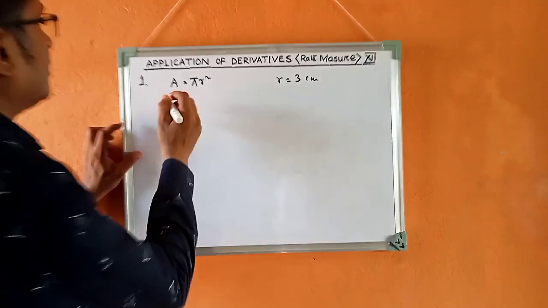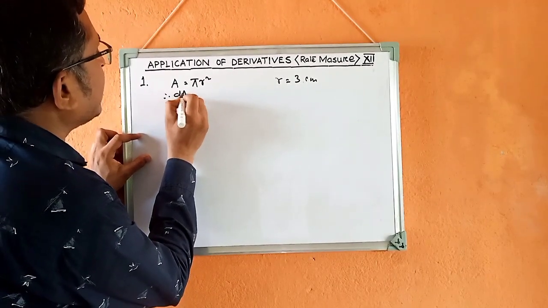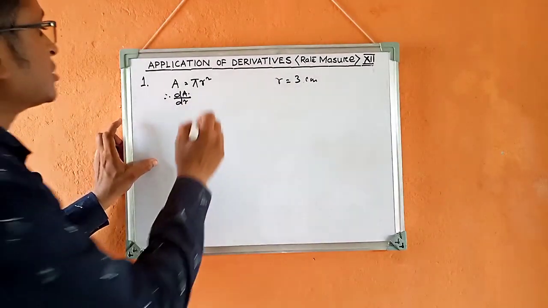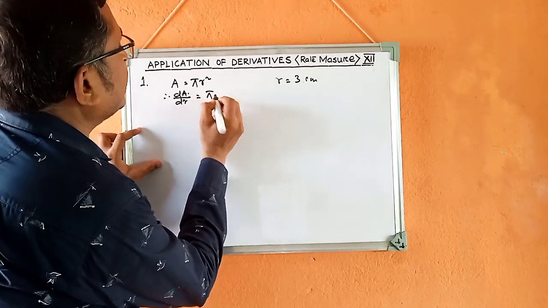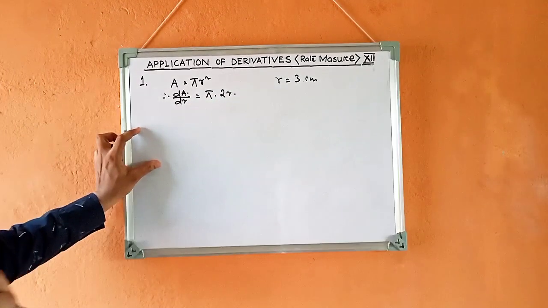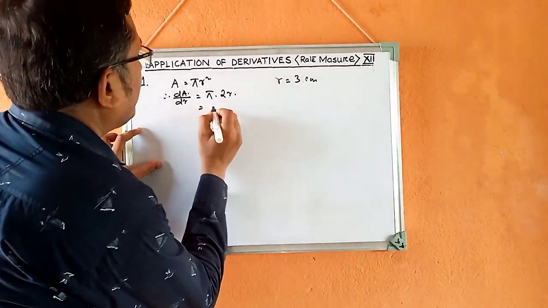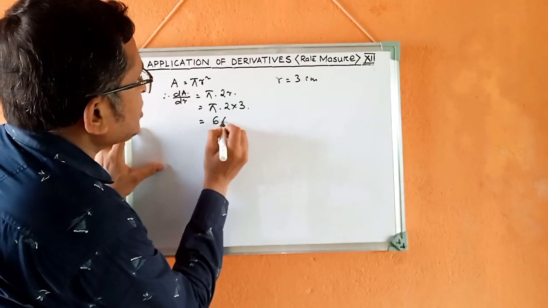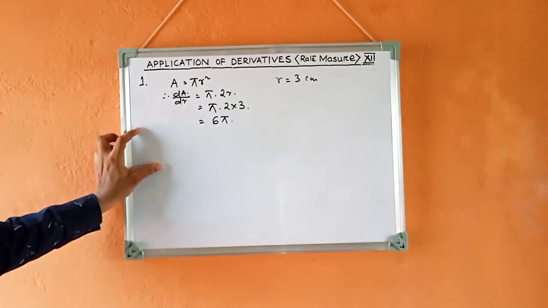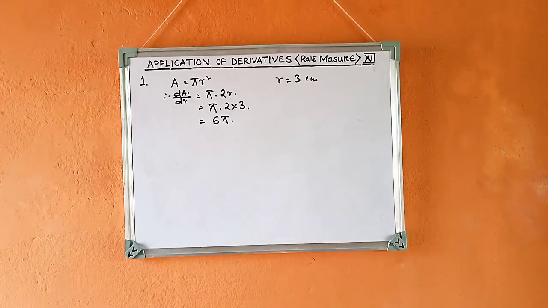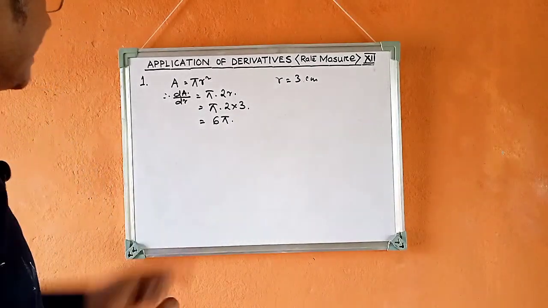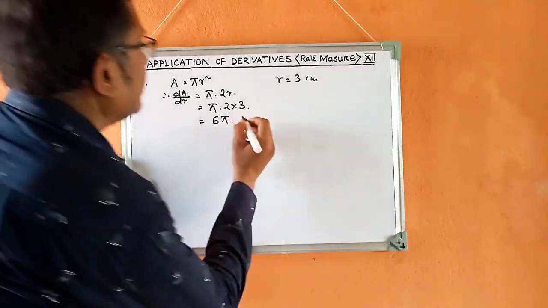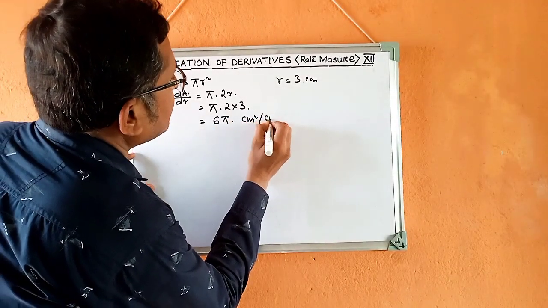Clear? Now do the derivative, that means dA divided by dr, with respect to r as given in the question. So dA by dr is pi into 2r. Now put the value: pi into 2 into 3 centimeter, so 6 pi is the answer. Therefore the rate of change of area with respect to radius is 6 pi, and the unit is centimeter square per centimeter.